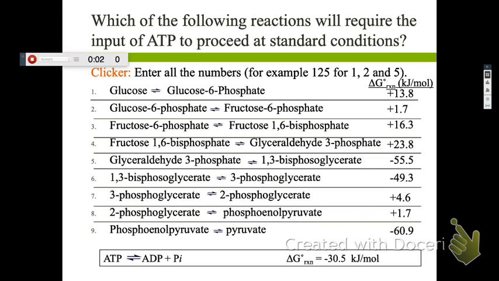All right, really quick question. We have 15 minutes left, and we're going to get through some of this. We're going to crush this. Which of these reactions would require the input of ATP at standard conditions to proceed? Go ahead and type in all the numbers, right? So if it's 125, type in 125. And for the person who already submitted, please resubmit.